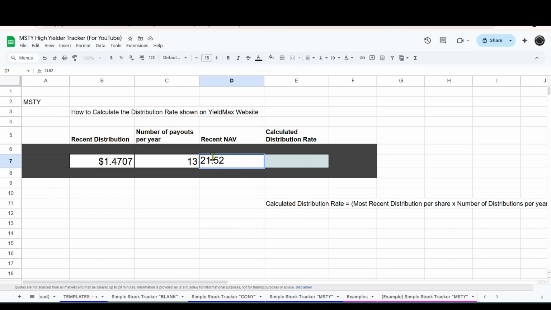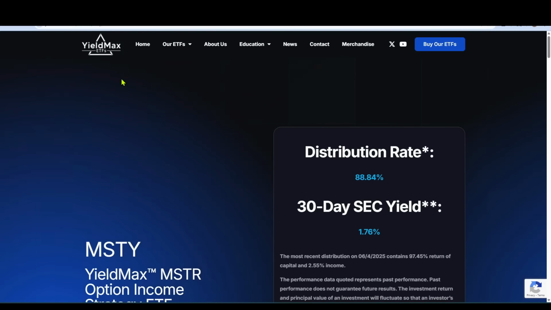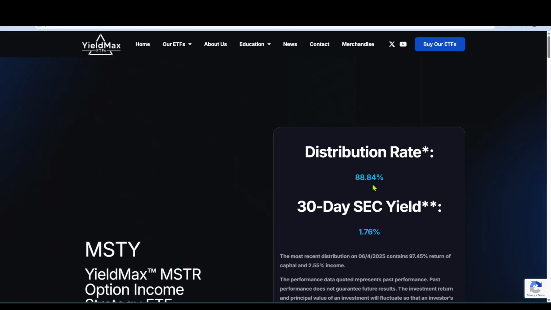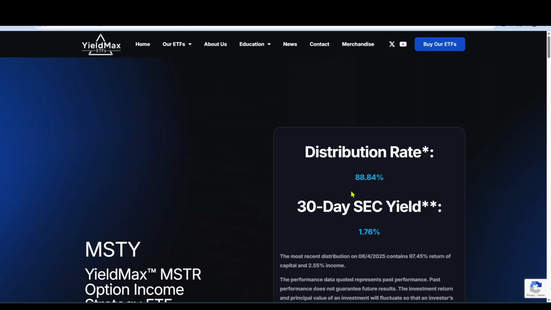Now, once we enter that, that's going to calculate our distribution rate, and that gives us 88.84%. And let's go back to the website and see if the two match. 88.84%. And here we are on the YieldMax ETF website for MSTY, and we've got 88.84%. So that shows you exactly how it's calculated.